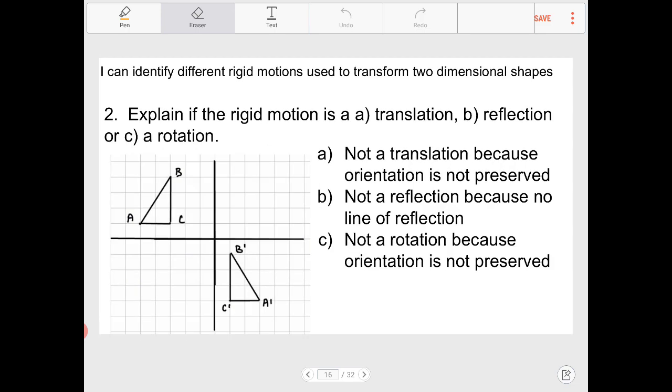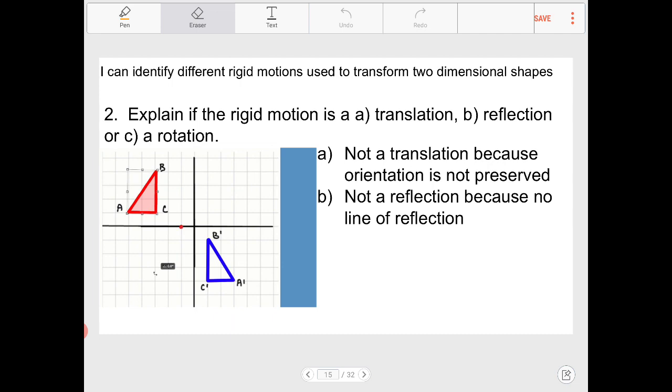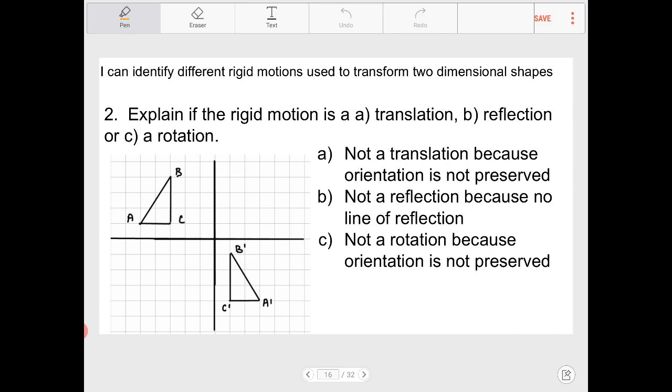And finally, is this a rotation? This is not a rotation, because if we take this and rotate it, the triangle would then end up being upside down. And that is not a rotation, again because the orientation is not preserved.